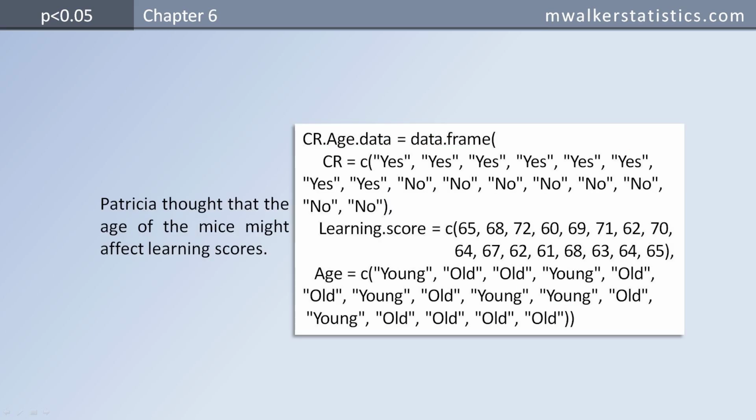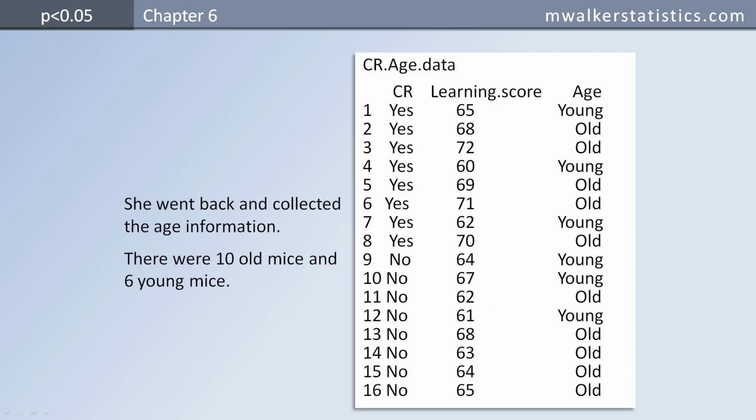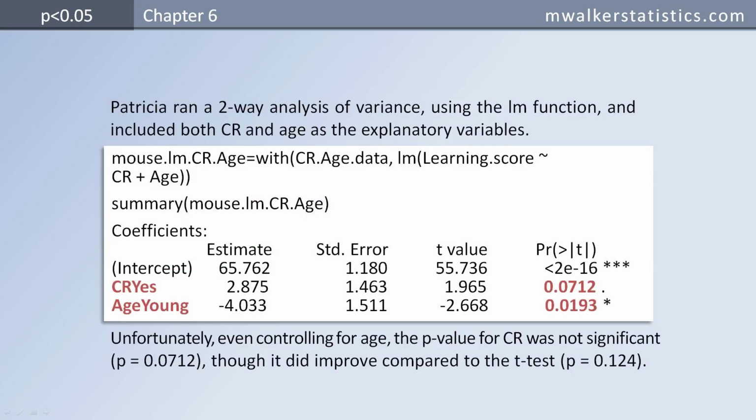Patricia thought that the age of the mice might affect learning scores. She went back and collected the age information. There were 10 old mice and 6 young mice. Patricia ran a two-way analysis of variance using the LM function and included both CR and age as the explanatory variables. Unfortunately, even controlling for age, the p-value for CR was not significant, p equals 0.0712, though it did improve compared to the t-test, p equals 0.124.